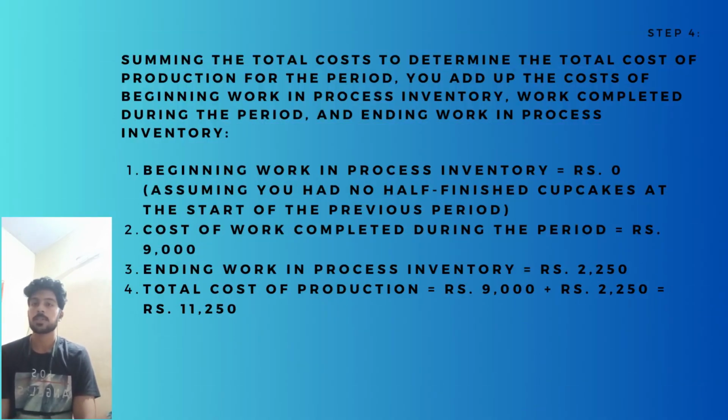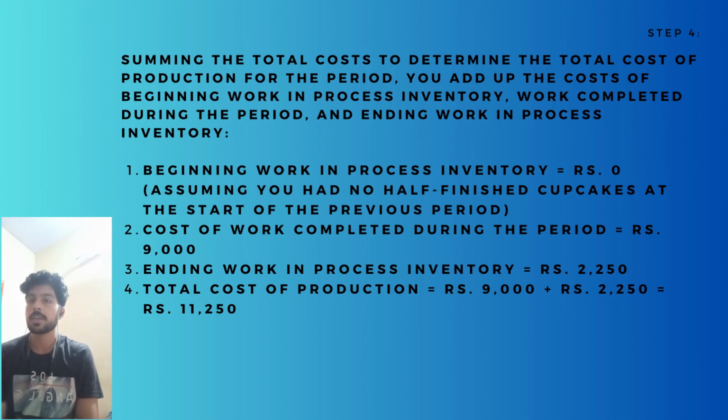Summing the total cost to determine the total cost of production for the period, you add up the cost of beginning work in process inventory, work completed during the period, and ending work in process inventory. Beginning work in process inventory rupees 0, assuming you had none. Cost of work completed during the period rupees 9,000. Ending work in process inventory 2,250. Total cost of production is 9,000 plus 2,250 is 11,250.